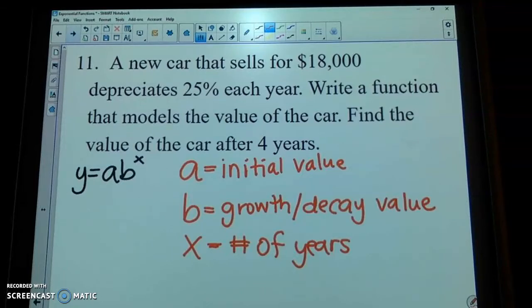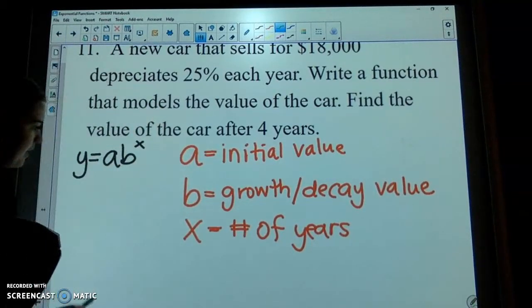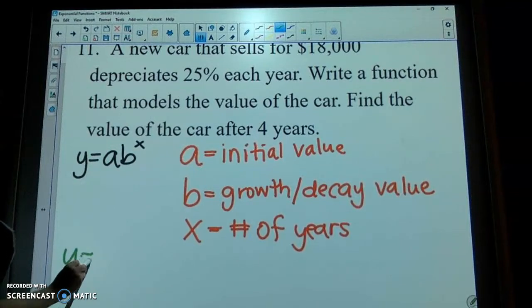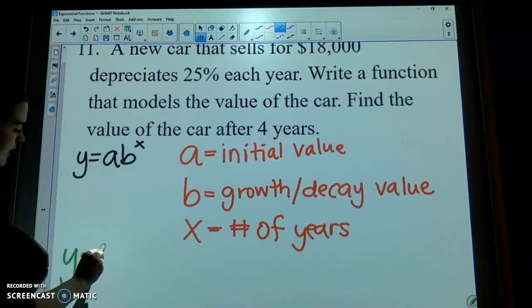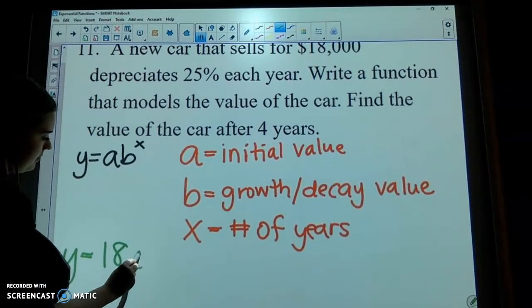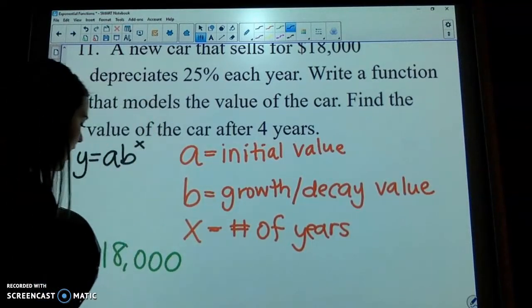So we're going to go through and just fill that out now. We have y is equal to a, which is our initial value. Well, our initial value was that it sold for $18,000. And b, we don't know what our b is. Our b is not 25 or 0.25 or whatever you might initially react to think it is.